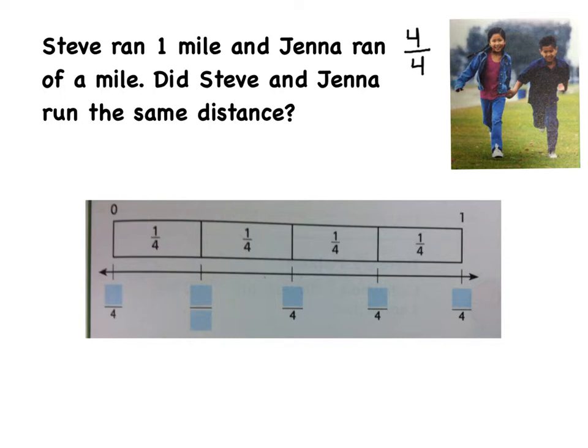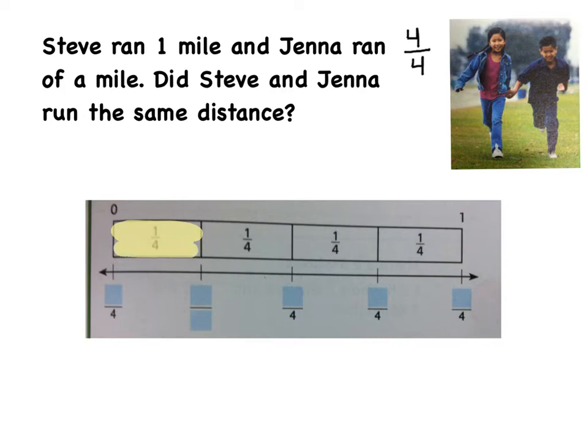Steve ran 1 mile and Jenna ran 4/4 of a mile. Did Steve and Jenna run the same distance? To answer this question, we must locate 1 and 4/4 on the number line. I will begin by shading 4 lengths of 1/4 and labeling the number line.